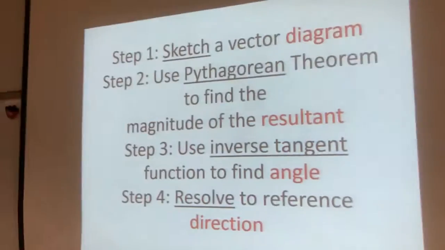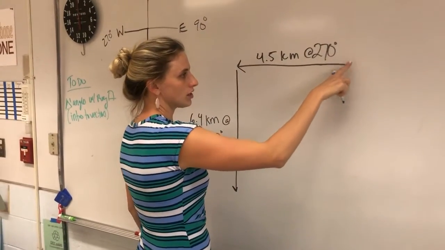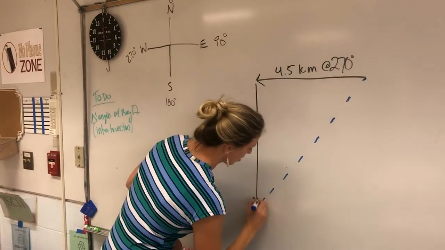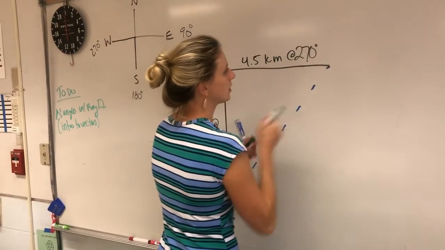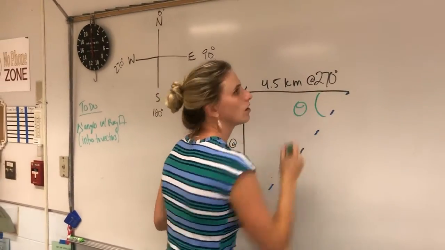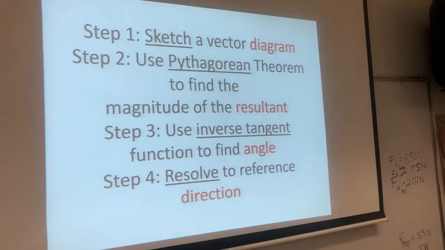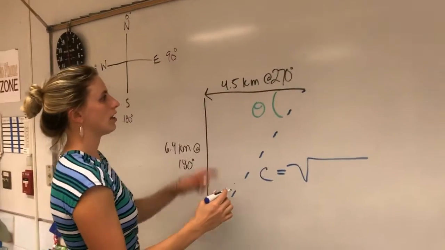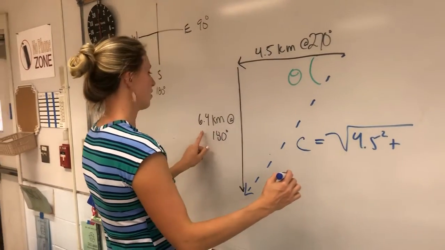What do we do next? We have to use Pythagorean theorem to find the magnitude of the resultant. For our resultant, we're going to draw it from the tail of the first to the head of the last. There it is. Where's our angle? Where did you start? We started here, so our angle must be here. Use Pythagorean theorem: a squared plus b squared equals c squared. So this is going to equal the square root of a squared plus b squared, and it doesn't matter which one is a.